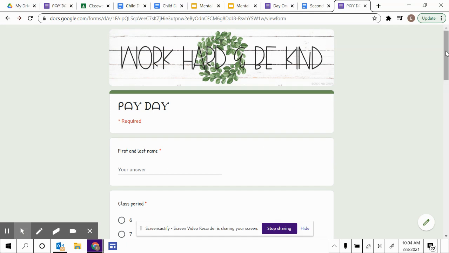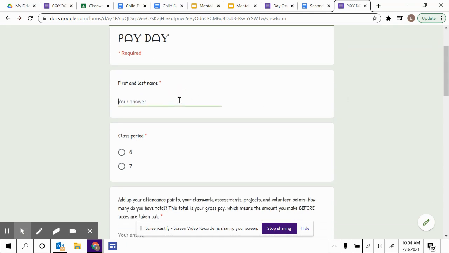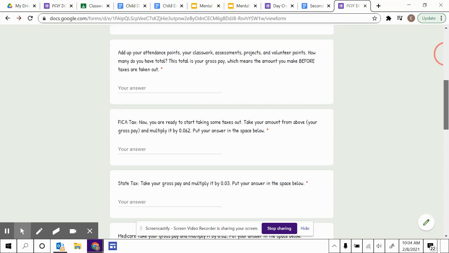So if I was Nia, here's exactly what I would do. She's going to put her first and last name. She's in 7th period. And then she's going to break down her points. So she made $593. That is her gross pay, which means that's the amount that she makes before taxes are taken out. So what she then has to do is take taxes out.